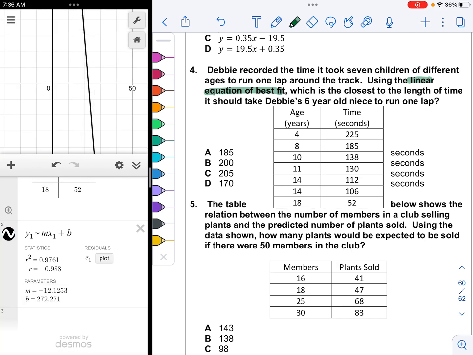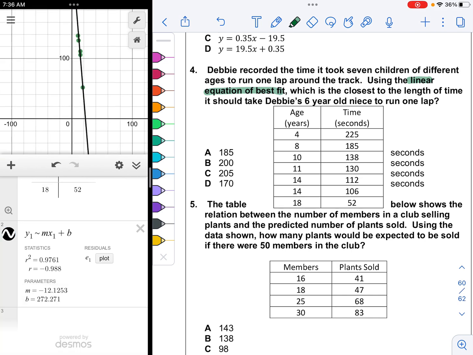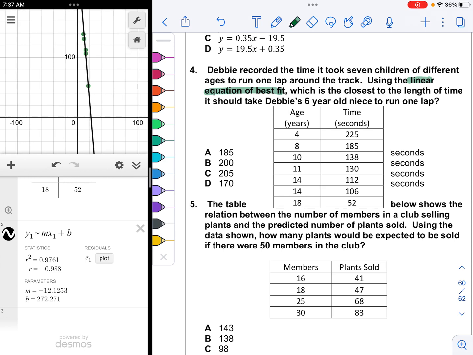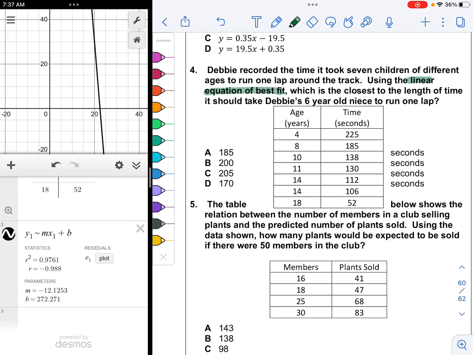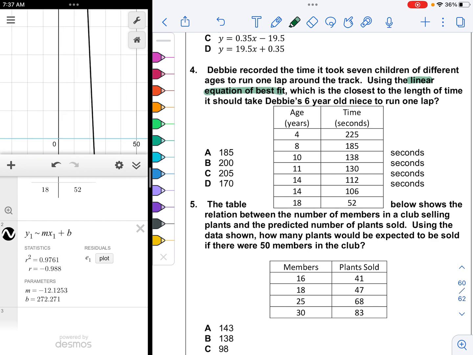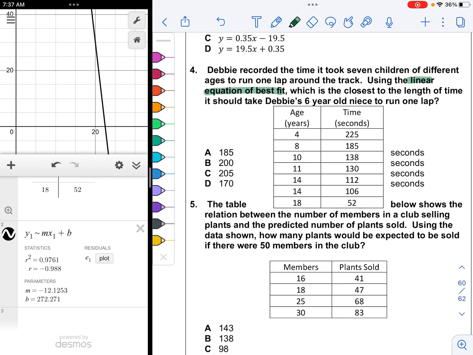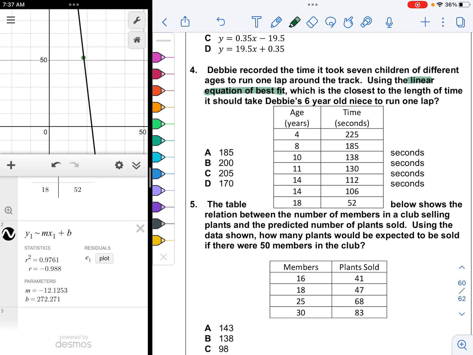If you don't see the dots, you can always zoom out. There we go, and we can see those dots much farther up. That's because our data was so big, we had to zoom out to see it. All right, so what the question asks is, which is the closest to the length of time it would take a 6-year-old to run 1 lap? So we're going to zoom back in just a little bit here, trying to make this so we can actually see it.